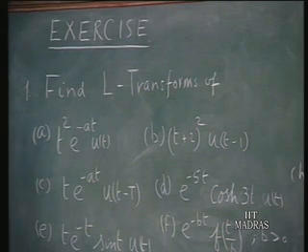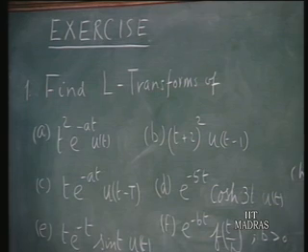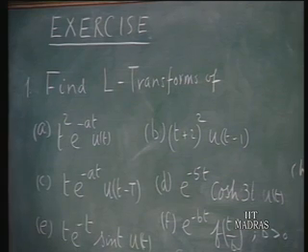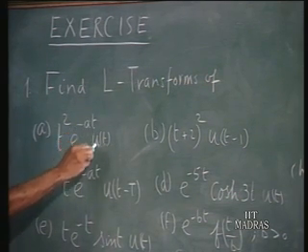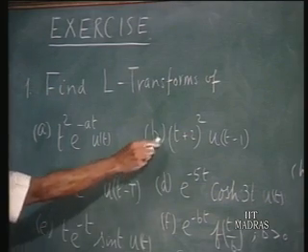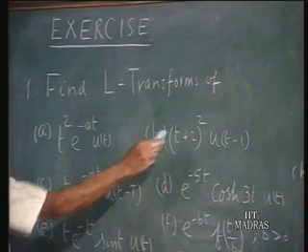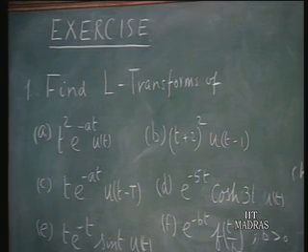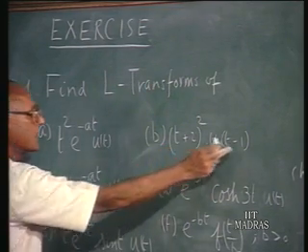The first question is, find the Laplace transforms of the set of time functions that are given here. A, t squared e to the power of minus at u(t). B, (t plus 2) whole squared times u(t minus 1). So this time function really starts at t equals 1 onwards.